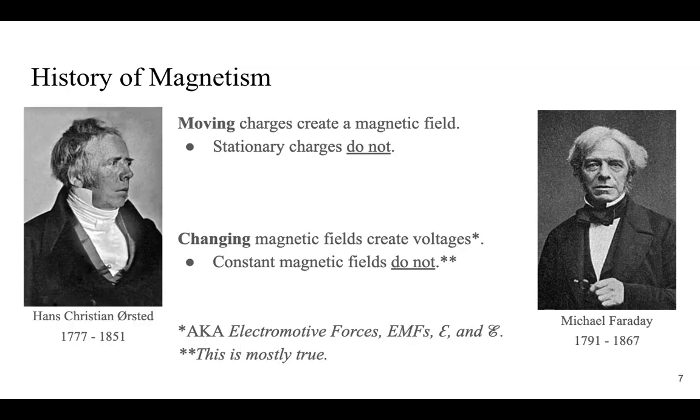So again, moving charges create a magnetic field and stationary charges do not. So yeah, Ørsted gets credit for that. So changing magnetic fields create voltages. And the first asterisk, voltages are also called electromotive forces, which is a bizarre name, or EMFs, and sometimes it's written as a script E. And the second thing is constant magnetic fields do not. And the double asterisk, this is mostly true. So go with this idea for now, and then a little later in the slides, we're going to see how it's not exactly true, it's mostly true.